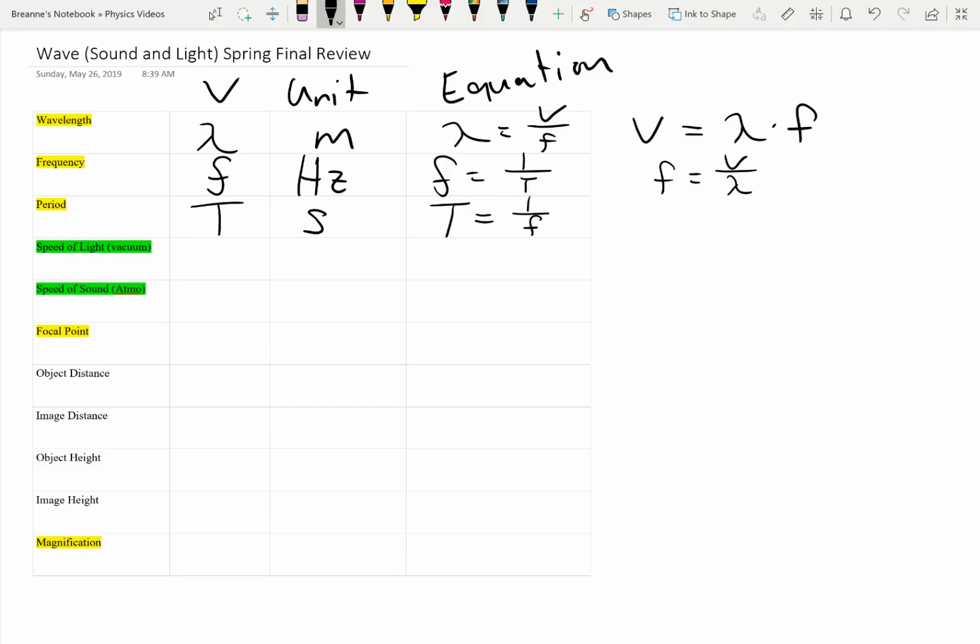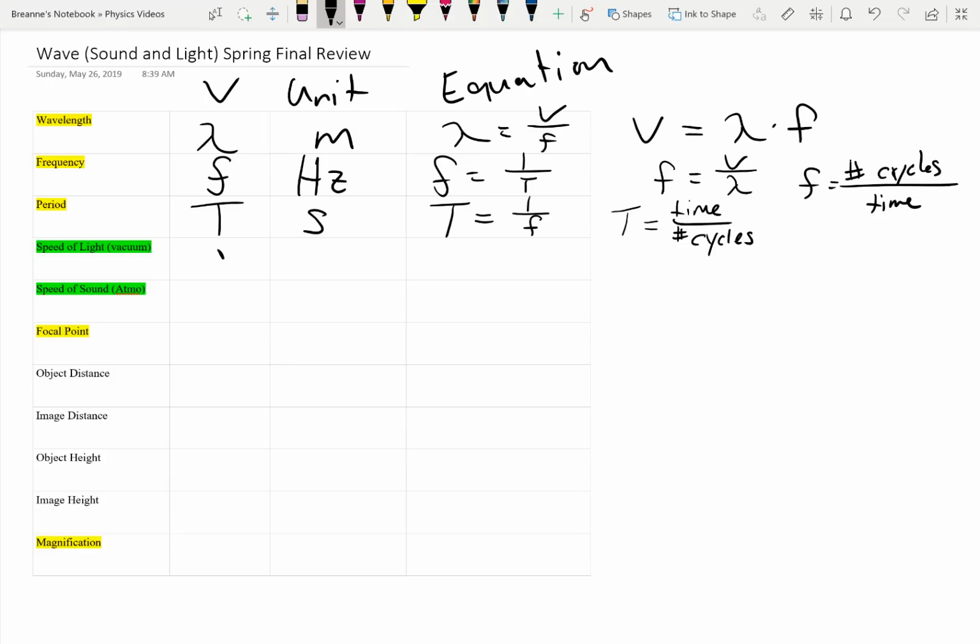There's actually one more representing frequency and period. Period can also equal your time over your number of cycles. And then your frequency will also just get that flip: number of cycles divided by time. So you have several kind of equations to go along there.